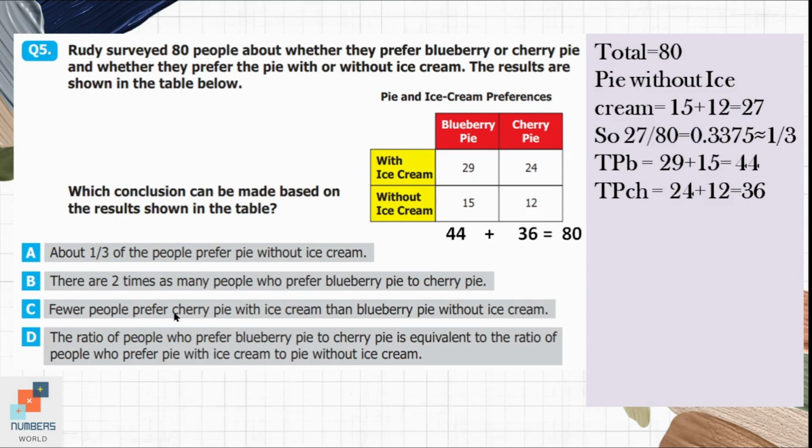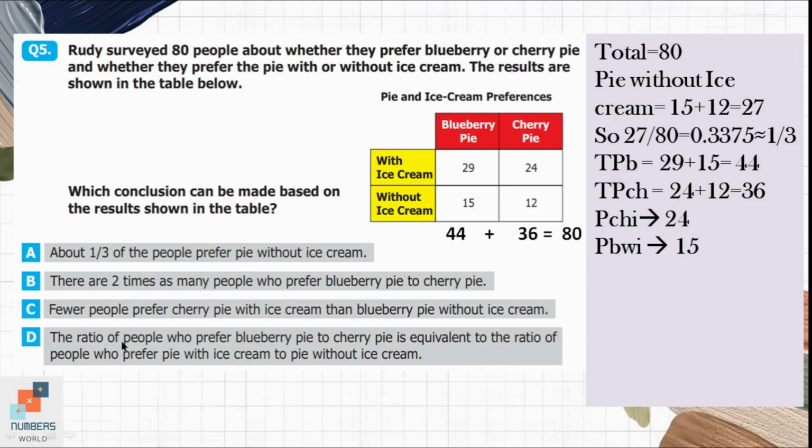Option C is fewer people prefer cherry pie with ice cream than blueberry pie without ice cream. The number for the cherry pie with ice cream is 24 and the number for blueberry pie without ice cream is 15. So option C is also incorrect because 24 is not fewer or less than 15.